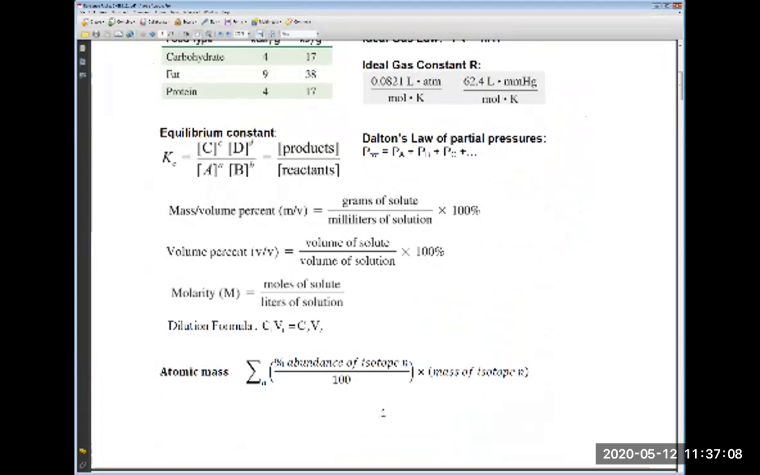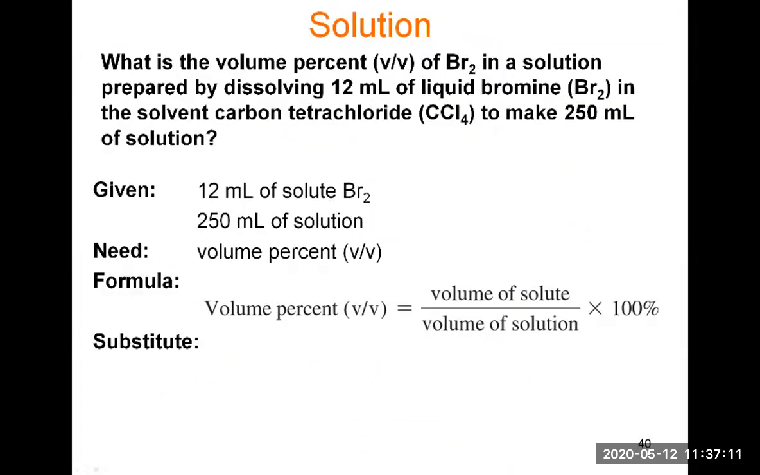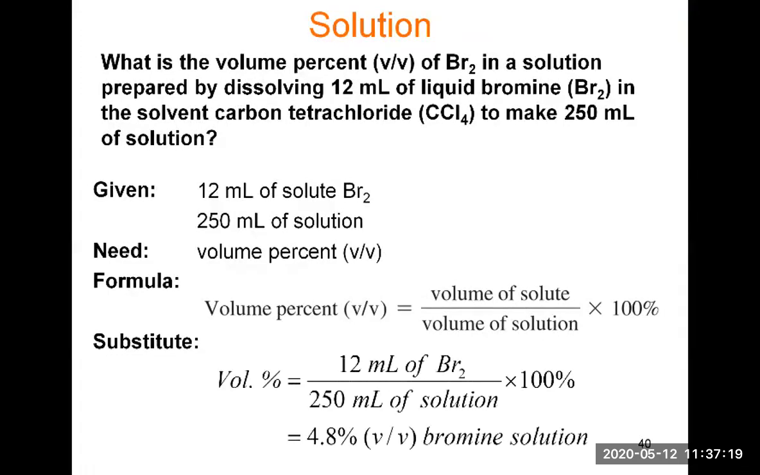So we have our formula now, and we will now substitute the values because they are both in milliliters, so we can just plug in the values. So you have the solute on top, 12 milliliters of bromine, and the 250 milliliters of solution in the bottom, times 100. When you do this in your calculator, so 12 divided by 250 times 100, the calculator answer is exactly 4.8.